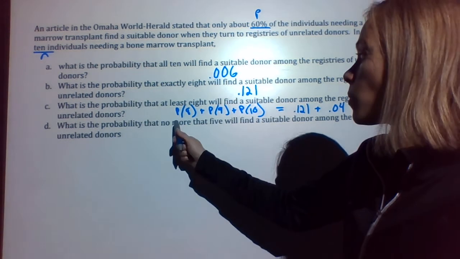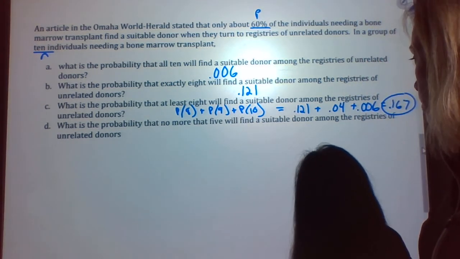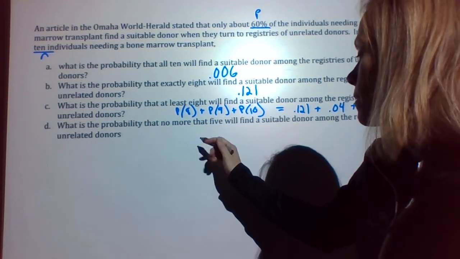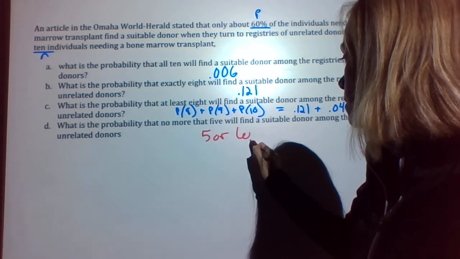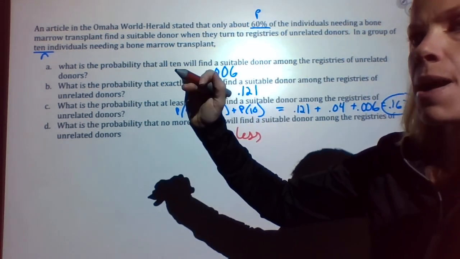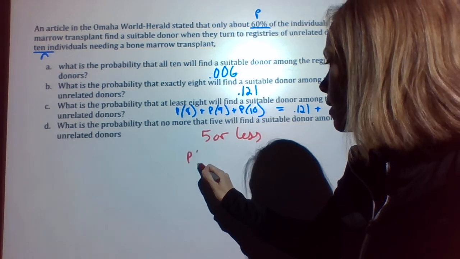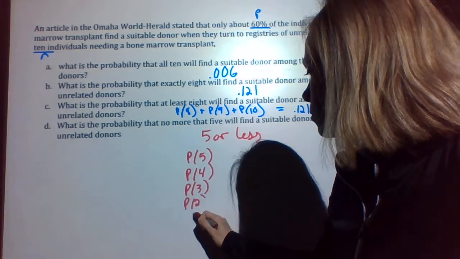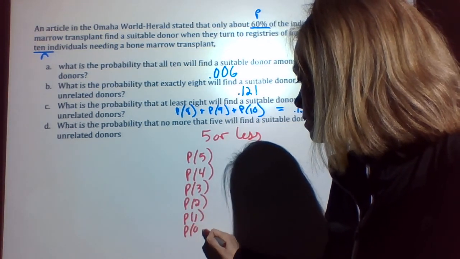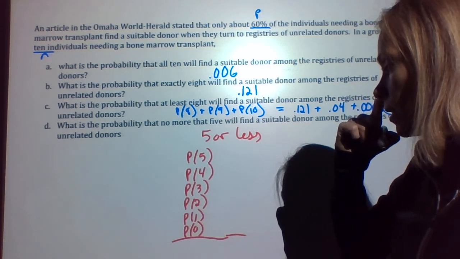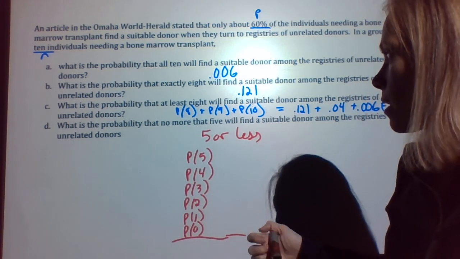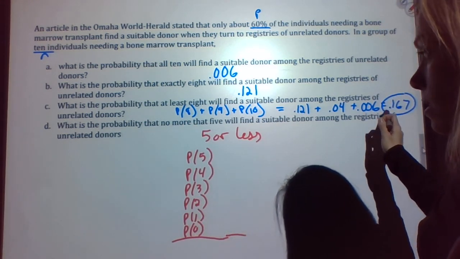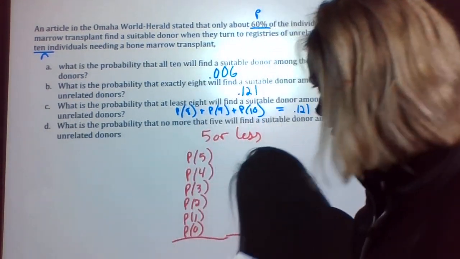Okay, what is the probability that no more than 5 will find a suitable donor? Here's a new one that we haven't seen. No more than 5 would be 5 or less. No more than 5. 5 is the max, the limit. So 5 or less would be, I would need 5, 4, 3, 2, 1, 0. Could you do the complement? Yes. That would be 6, 7, 8, 9, 10. And since I already have 8, 9, and 10, I would just have to do 6, 7 and add 6, 7 to this number. Or if that totally confuses you, that's fine.